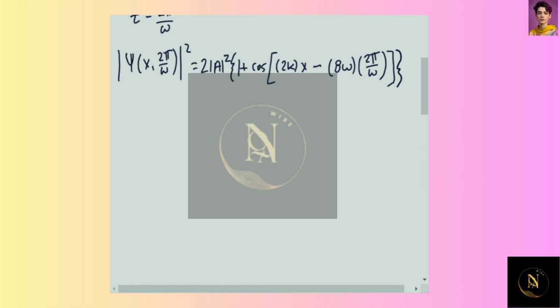So now we can continue to simplify this. We can set this equal to 2 absolute value of A squared, 1 plus cosine of 2kx minus, and we can see in the above equation that our omegas are going to cancel out, and we have 8 multiplied by 2 pi. So this goes to 16 pi.